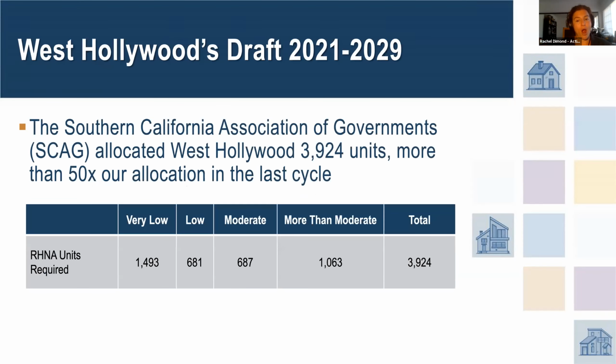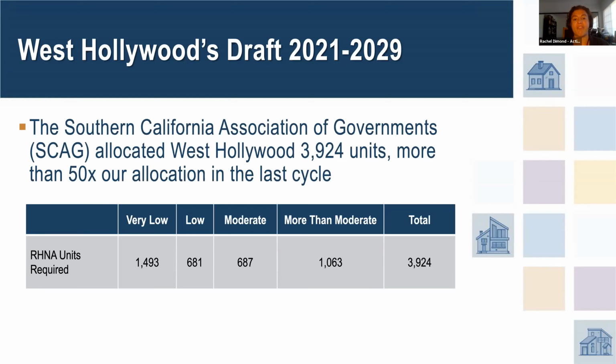So now here we are. This is the draft RHNA allocation for 2021 through 29. And I think it's worth noting the breakdown of the very low, low, moderate, and then more than moderate would be standard market rate units for a total of 3,924 units. This was quite a shock to the city in that it is 50 times our allocation for the last cycle. But this, I would say, fairly mirrors the big change that we see in every community across the board.